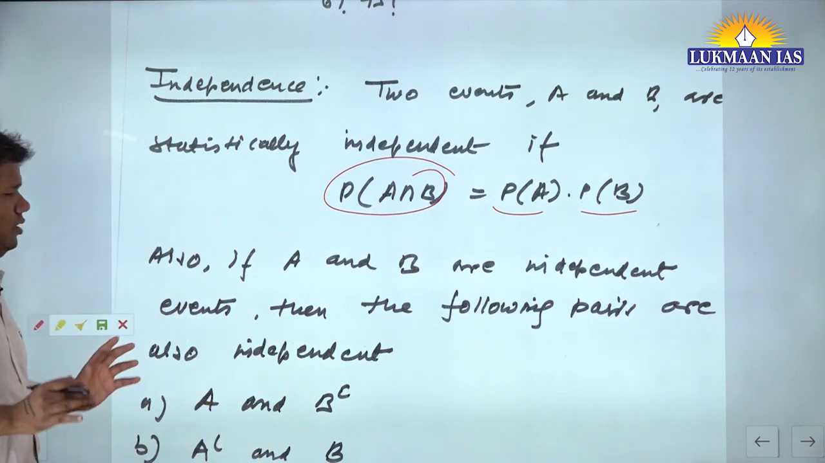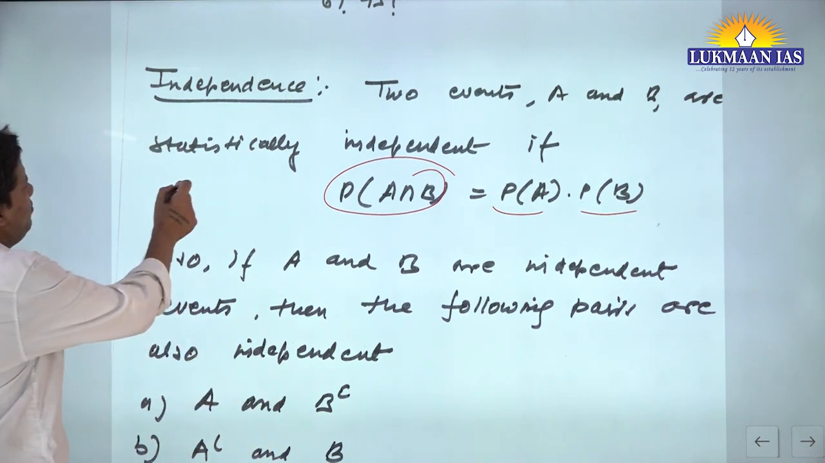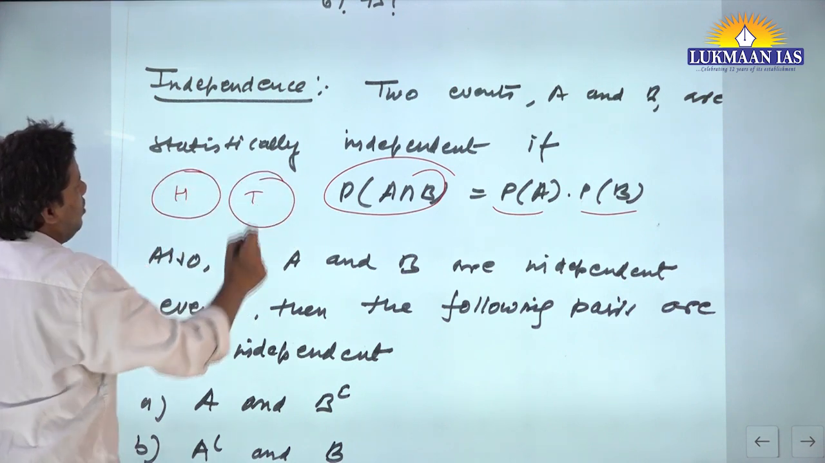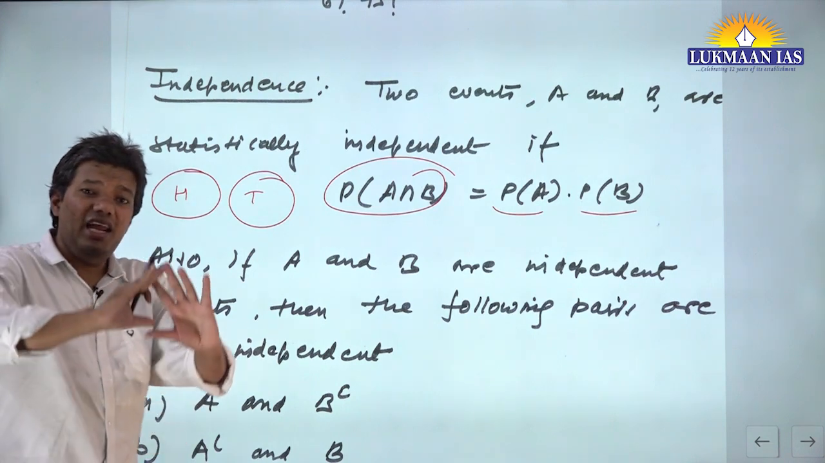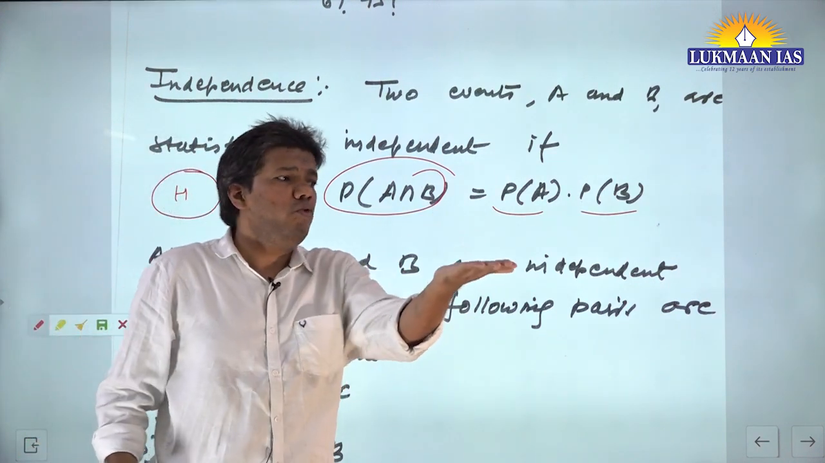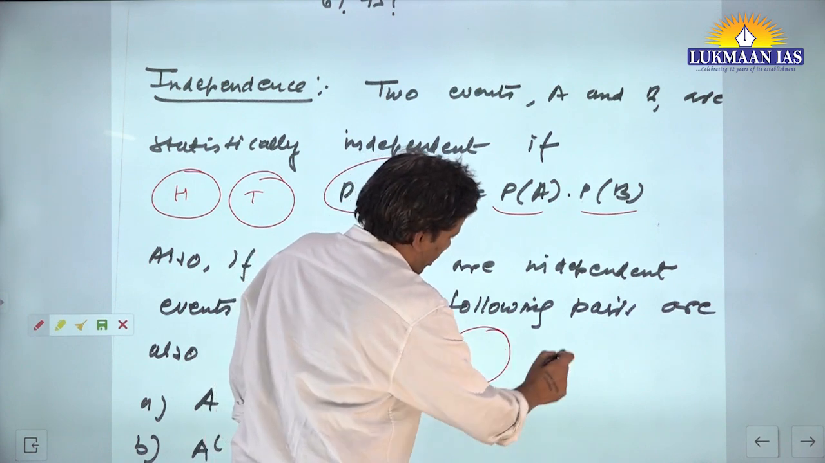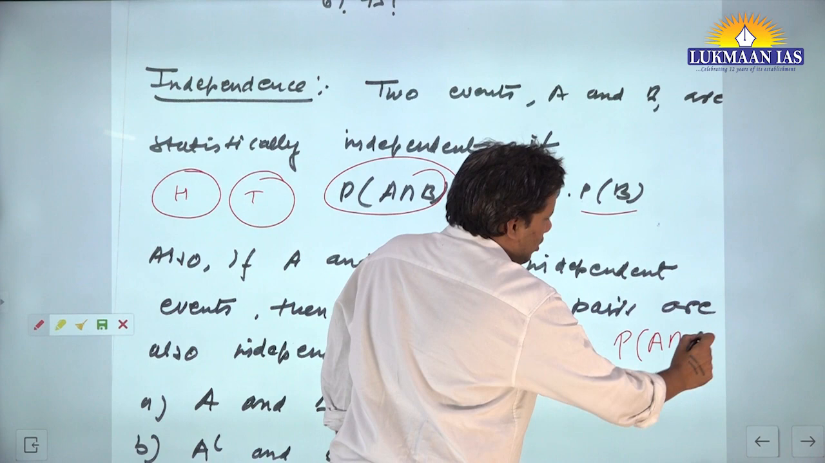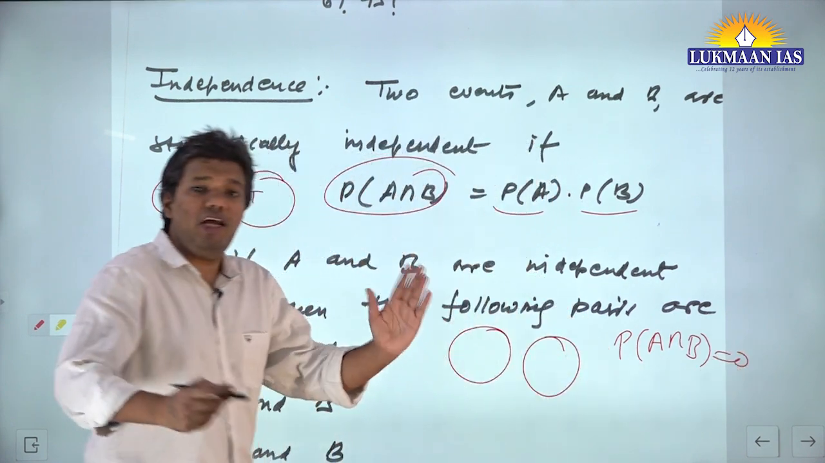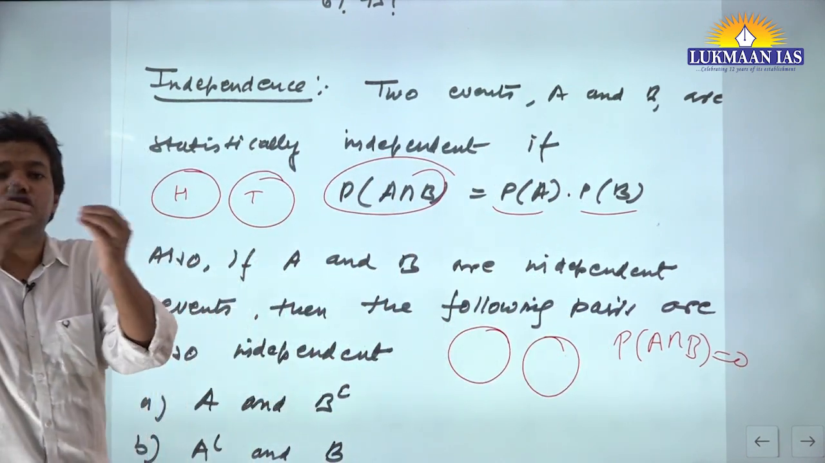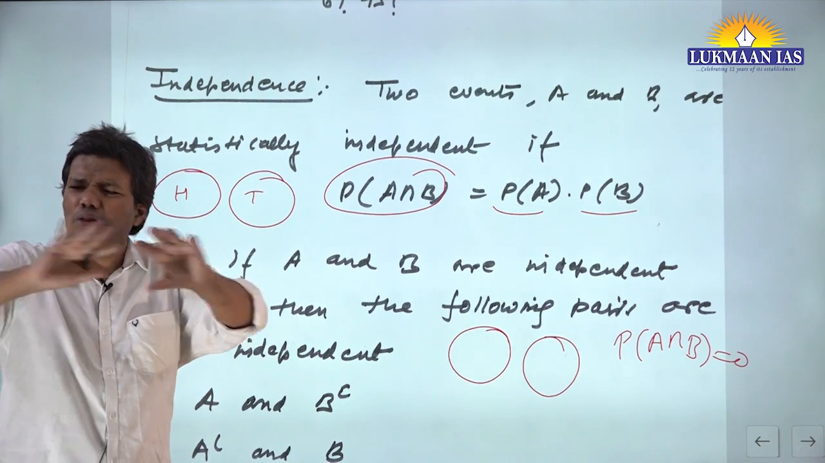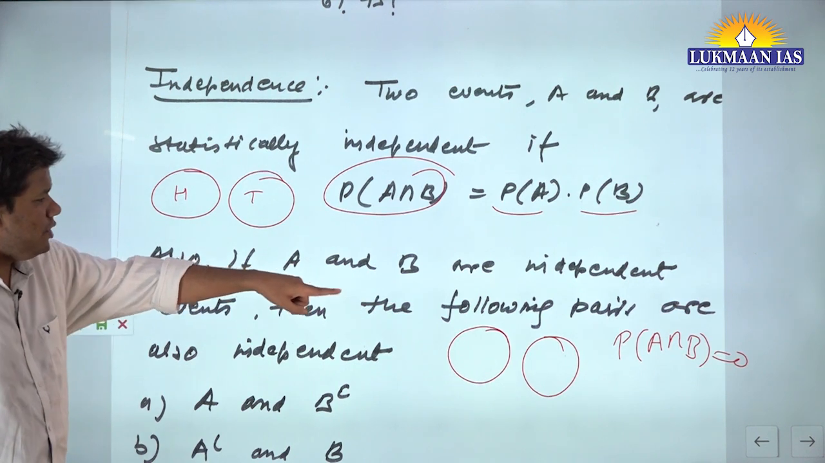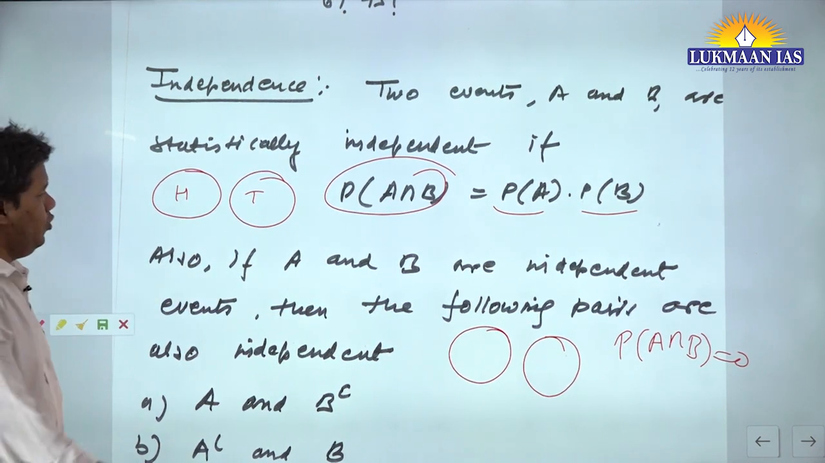Students get very confused in this. Take a simple example: a coin has a head and a tail, right? Now, head and tail are mutually exclusive. Mutually exclusive means they have no intersection. So probability of A intersection B is equal to 0, because if head comes then tail will not come, and if tail comes then head will not come. So whenever you say probability of A intersection B is equal to 0, that means mutually exclusive.